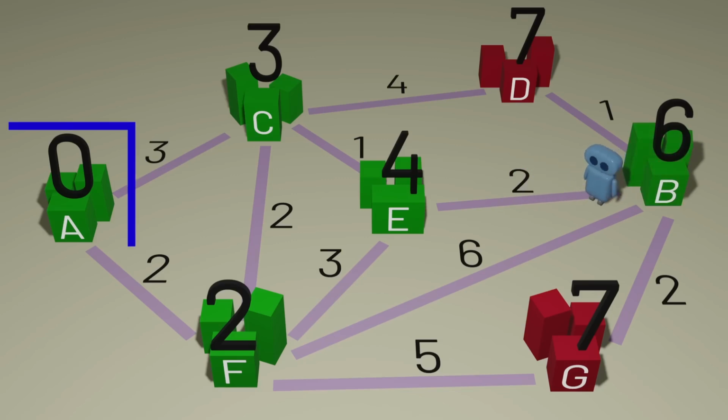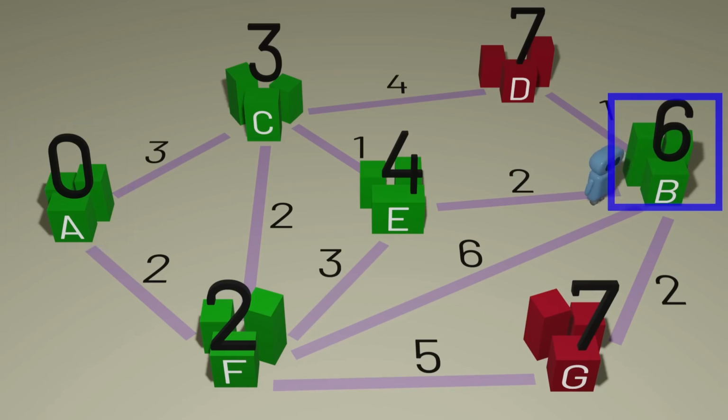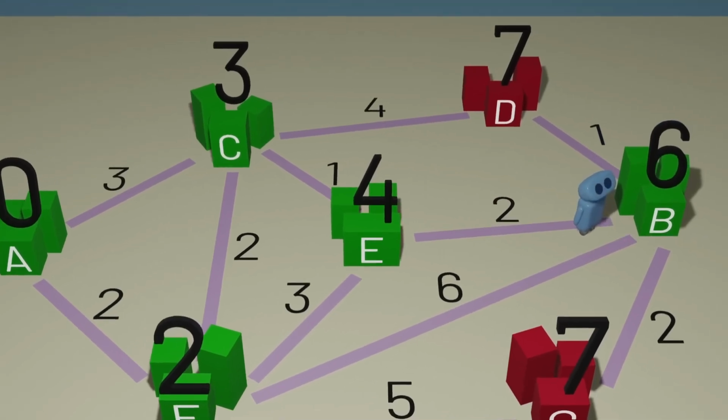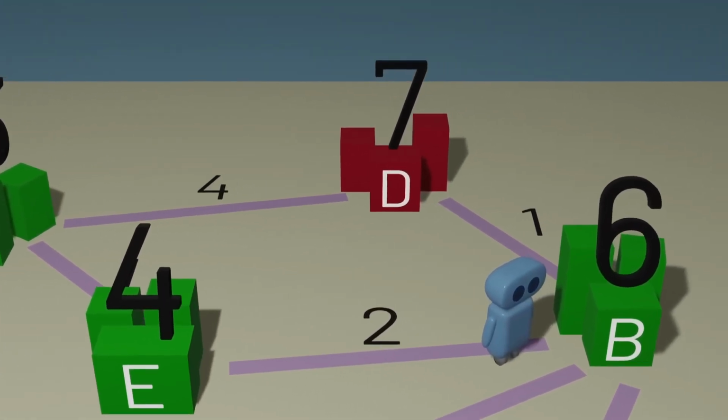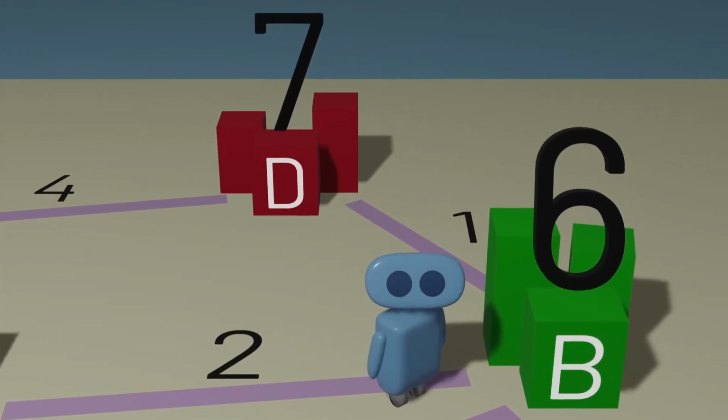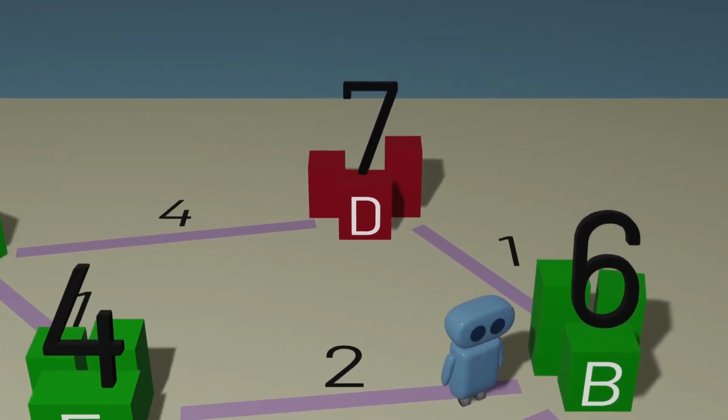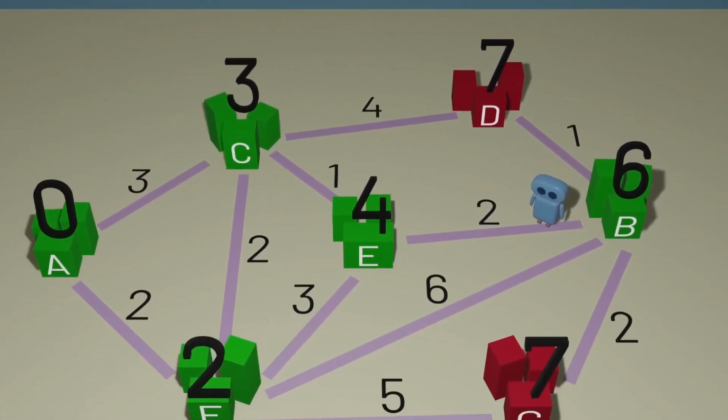Through town E, we can get to town B in just 6 minutes: 4 minutes to town E, plus 2 minutes to go from E to B. So we can update our estimate for town B to be 6, which is better than the previous estimate of 8. And now the next town to visit is town B.